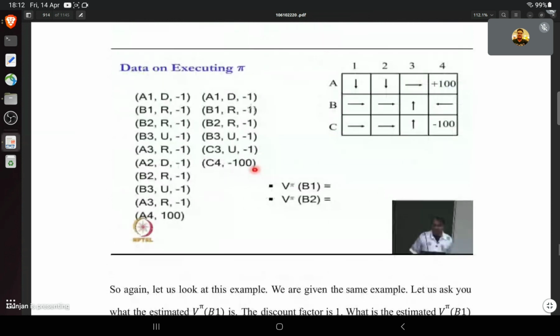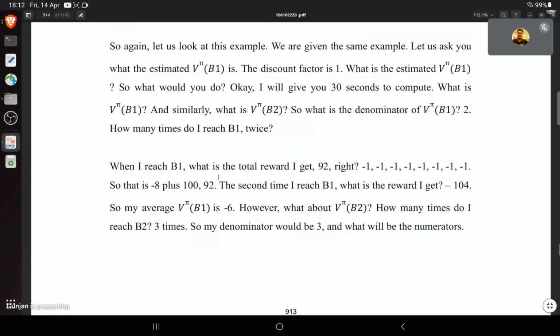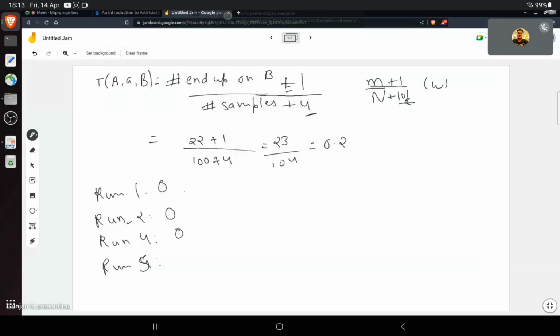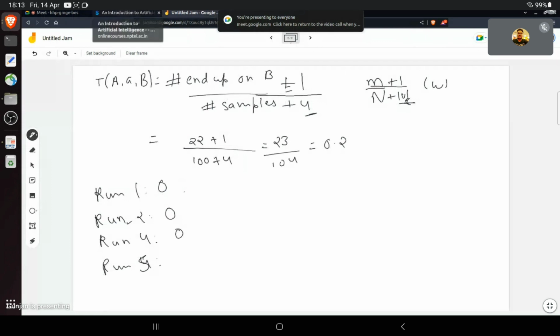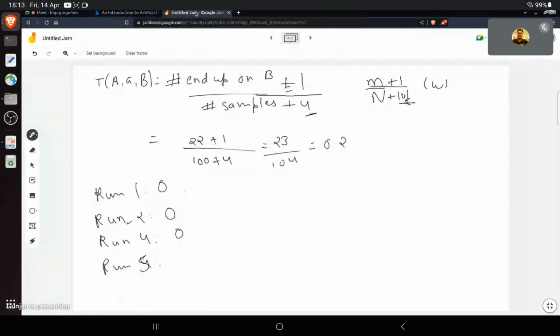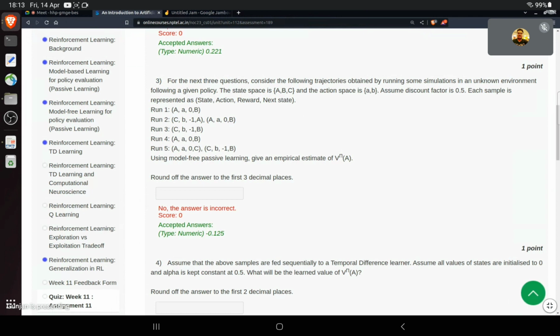And in the second simulation, we get 1 2 3 4 and minus 100. So this is minus 104, right? So the second time I reach b1, the reward I get is minus 104. So my average is 92 minus 104 divided by 2, that is minus 6. But in our case, the discount factor is not 1, it is 0.5. So for the first reward, we will consider it as 0, because that is the first step. And for the second reward, we will multiply the reward that we get at that particular step with the discount factor. So it is 0 plus minus 1 times 0.5.